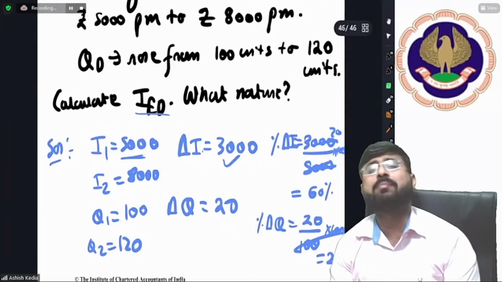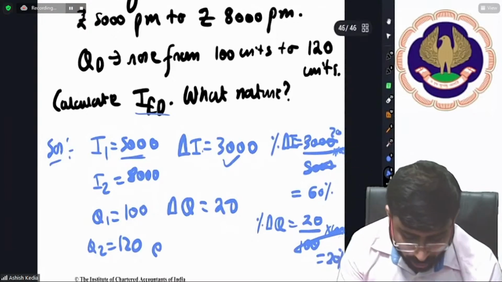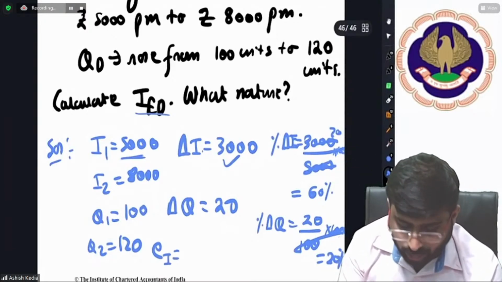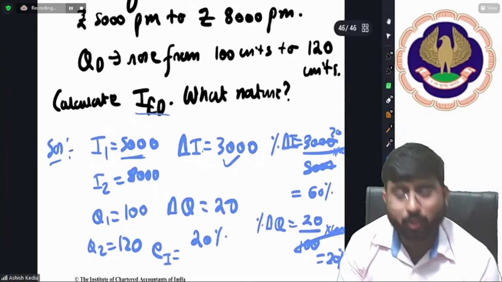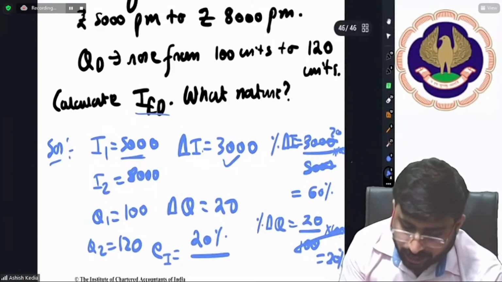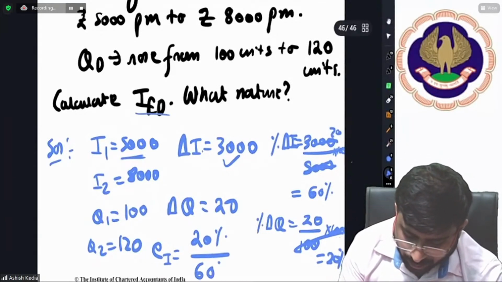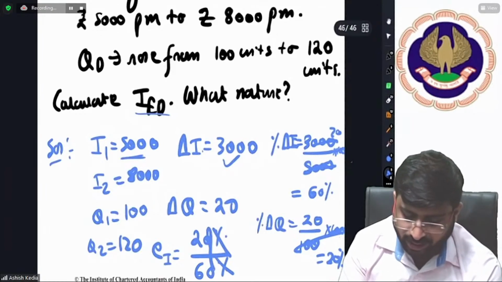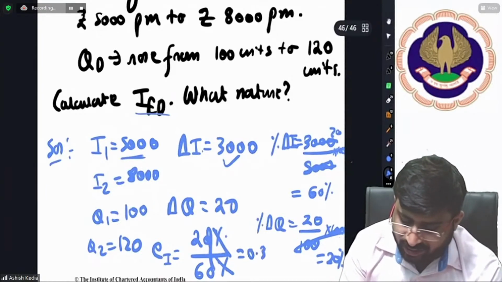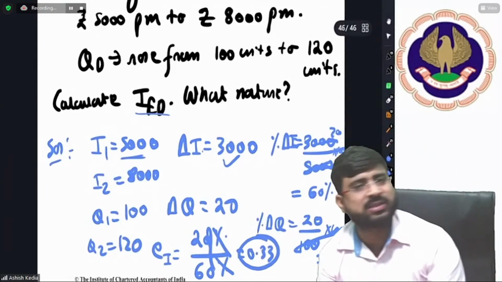Now you all know demand is always the numerator. So income elasticity is demand is always the numerator. So 20%. Both are positive because both are rising. And here it is 60%. 1 by 3. 1 by 3 is 0.33. So the answer will be 0.33.